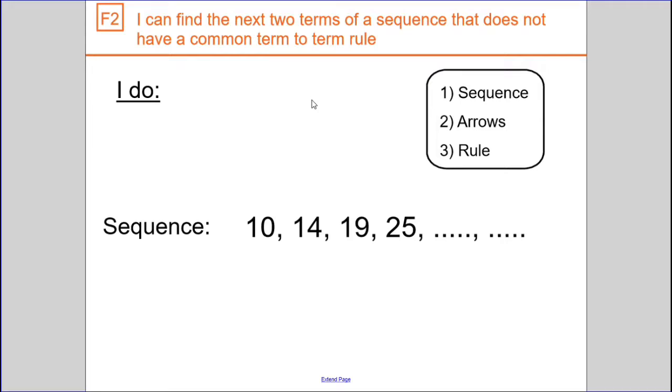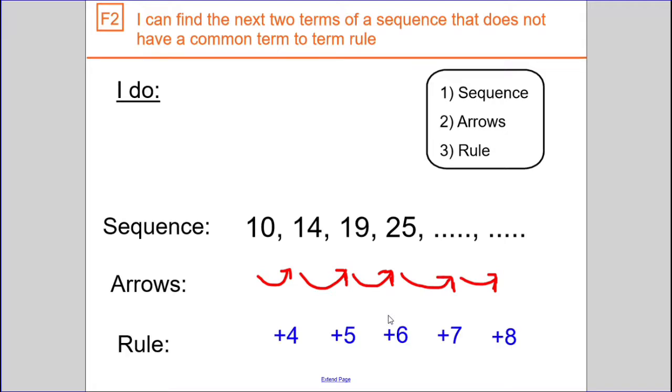I can find the next two terms of a sequence that does not have a common term-to-term rule. Before you even start this question, remember your 3 key steps: your sequence, your arrows, and then your rule. So our sequence is 10, 14, 19, 25, so on and so on. So the first thing you do is your arrows, remember, in between each individual term, and then we need to find our rule, again between each individual term.